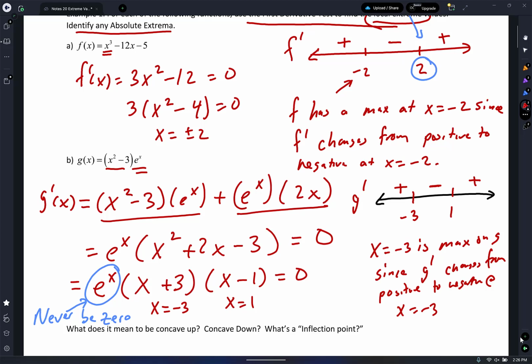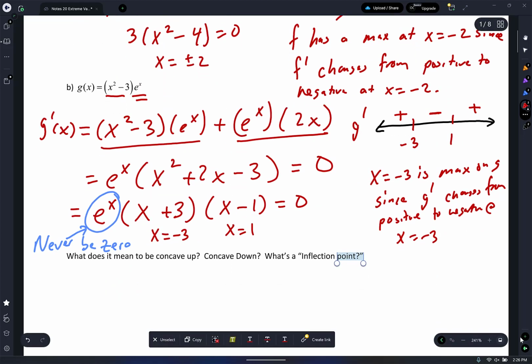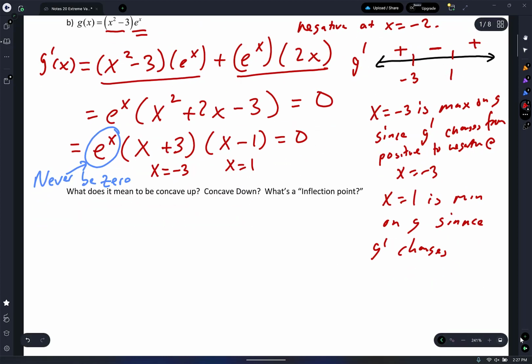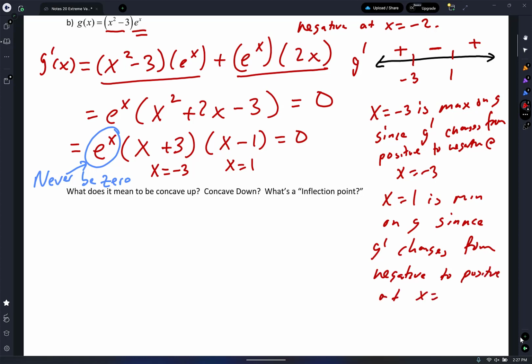And then what do I have at 1? X equals 1 is min on G since G prime changes from negative to positive at x equals 1. And I'm curious to see how this looks.